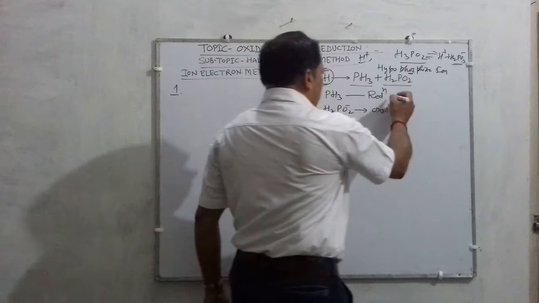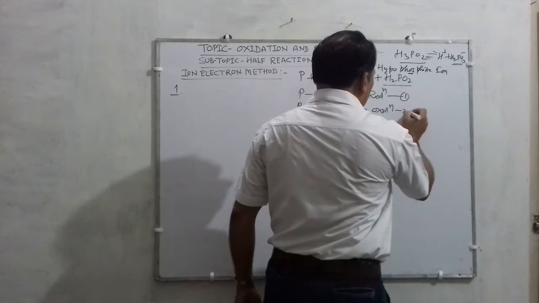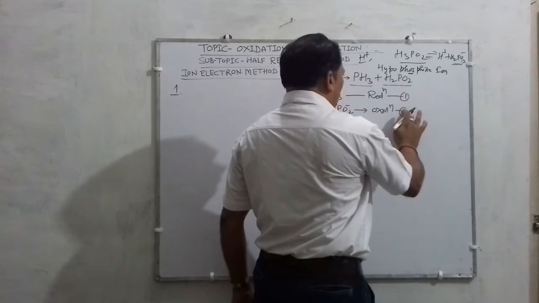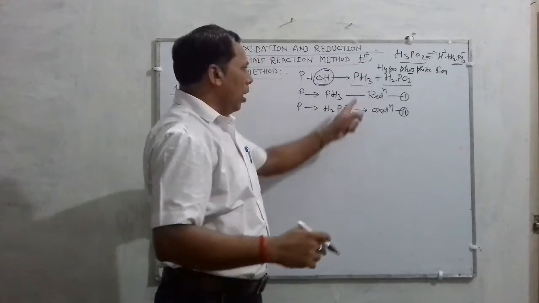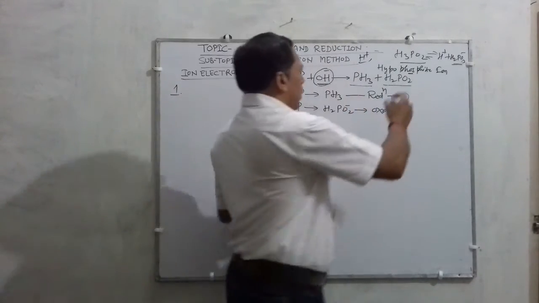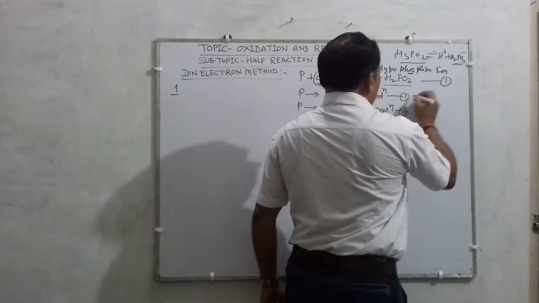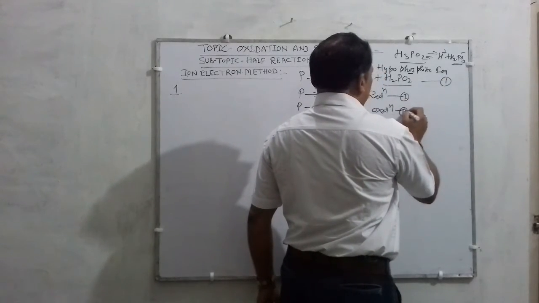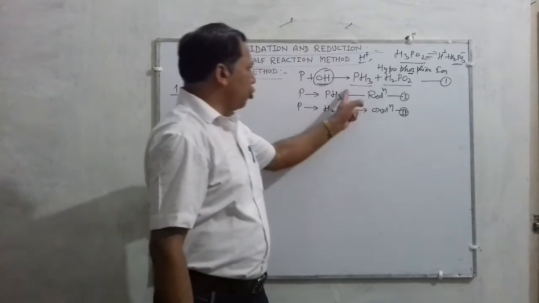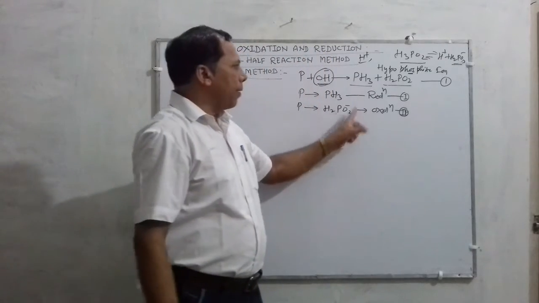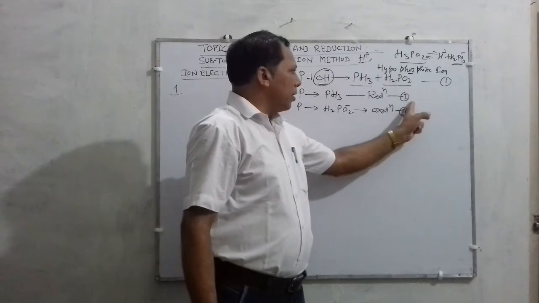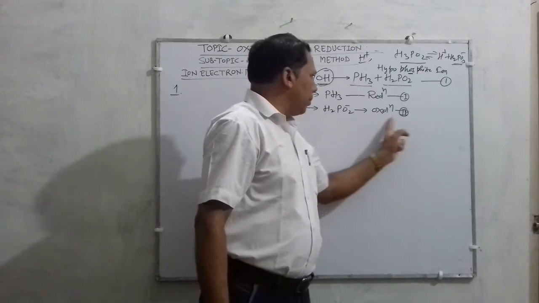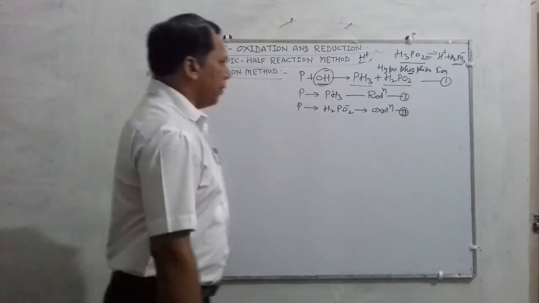So what are these two reactions called? They are called the half reactions of this very first reaction. Suppose this is first, this is second. These two will be called half reactions of the first reaction. So this will be called the reduction half reaction, and this will be called the oxidation half reaction.